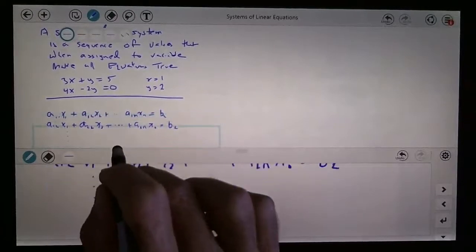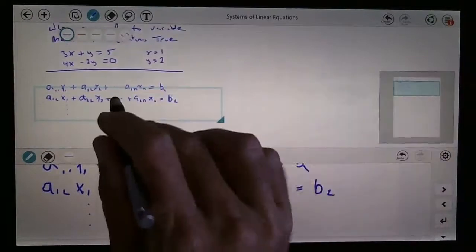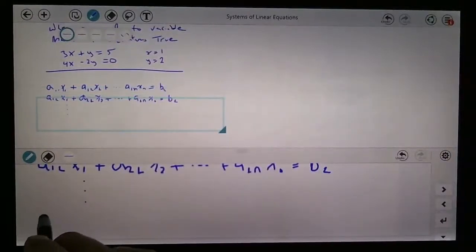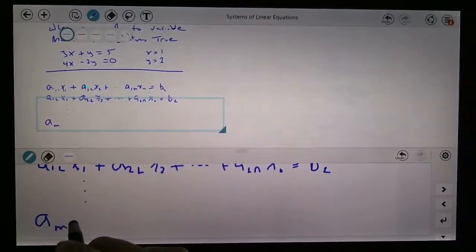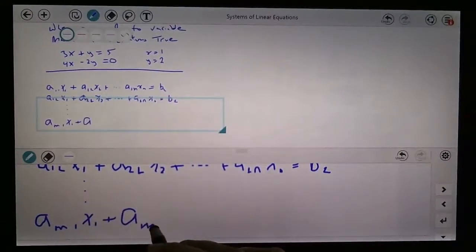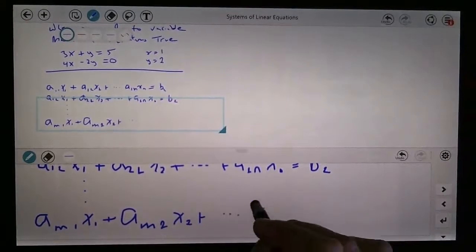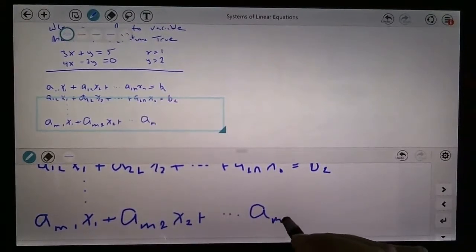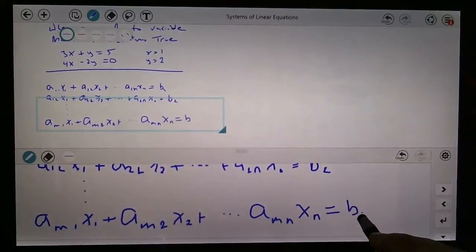Okay, so you have a couple of equations, maybe you have more, so dot dot dot down to, let's say we have m equations, so this would be am1 x1 plus am2 x2 plus all the way down to amn xn equals bm.